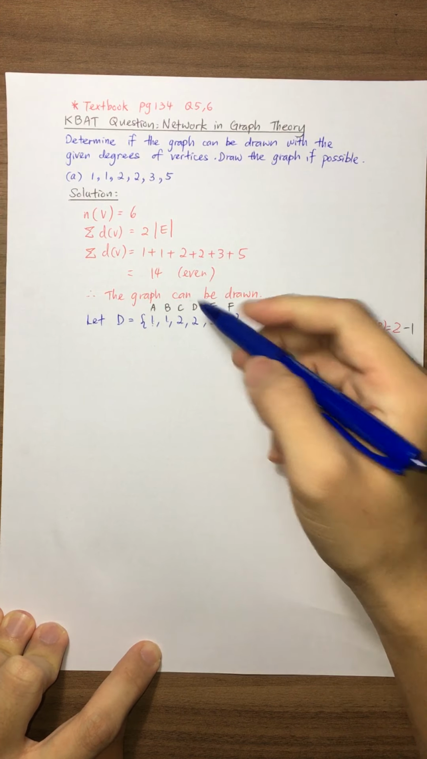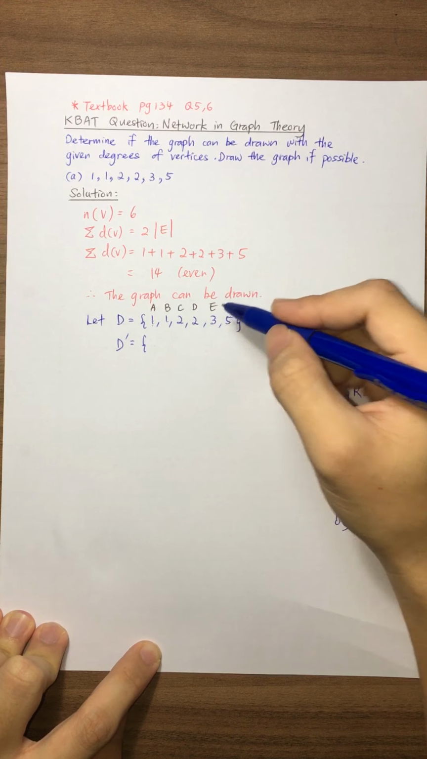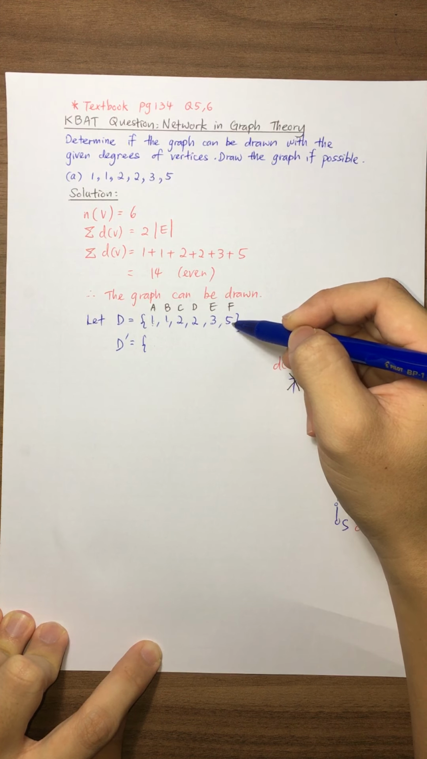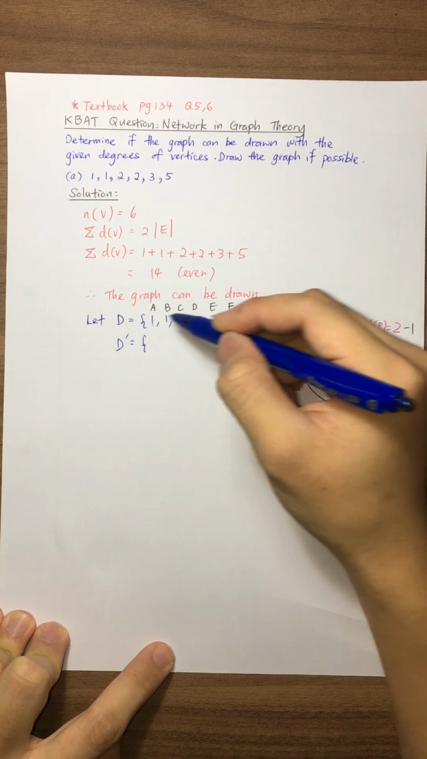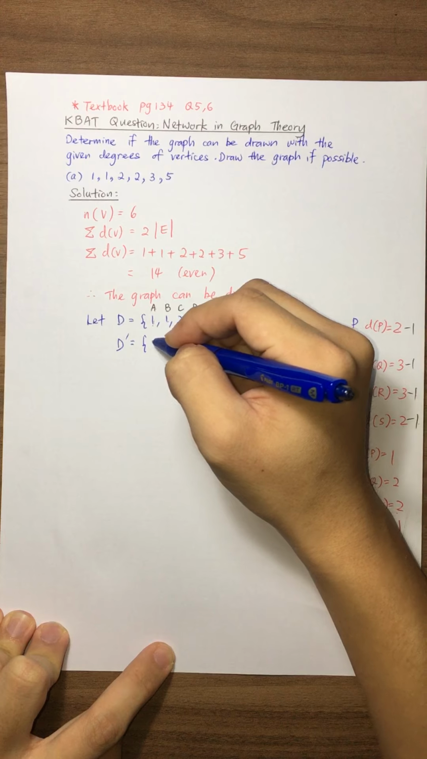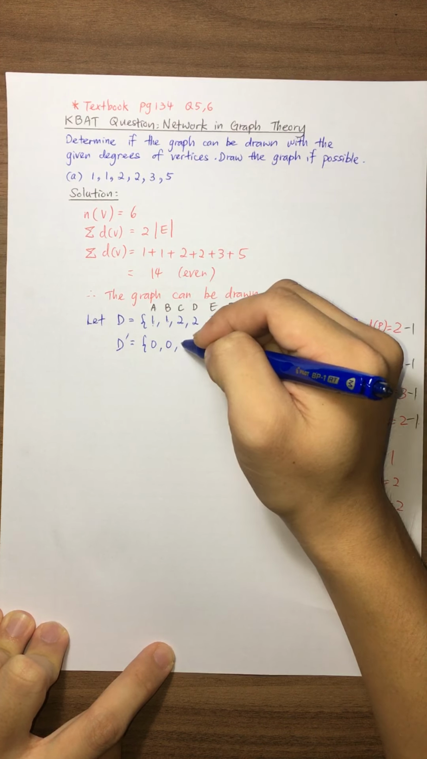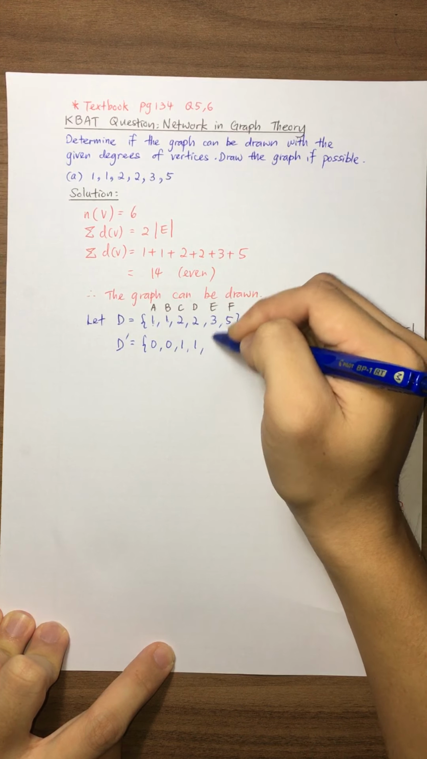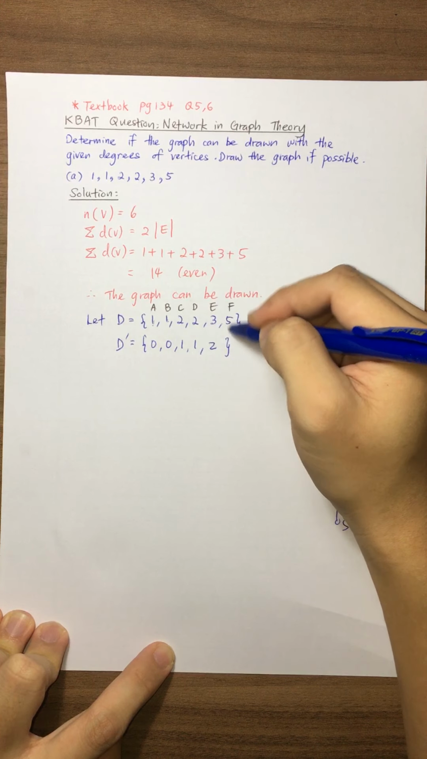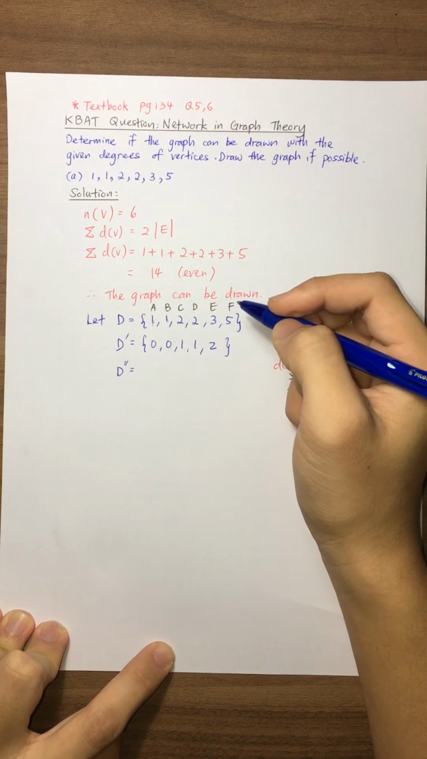Alright, so we say d prime is a set of the remaining vertices without the f. So if we take out the 5, we have to minus out 5 from the other vertices. So 1 minus 1 is 0, 1 minus 1 is 0, 2 minus 1 is 1, 2 minus 1 is 1, 3 minus 1 is 2, and we do not have to write the f anymore because we have already deleted it. Right? Then we can repeat the process again.